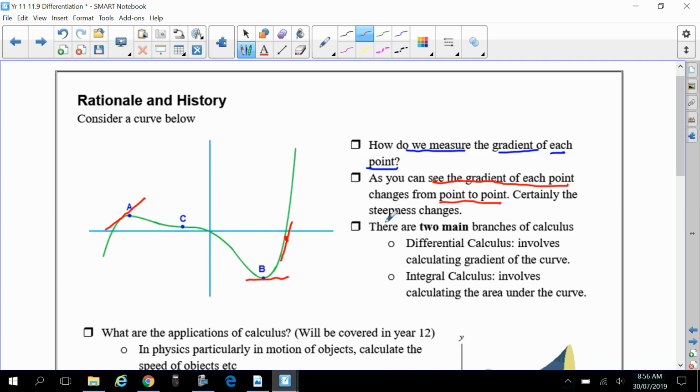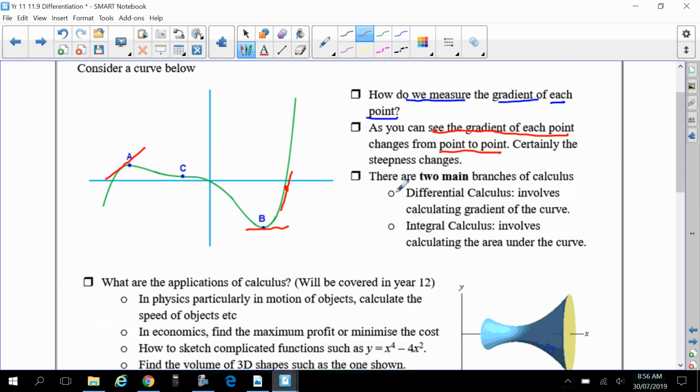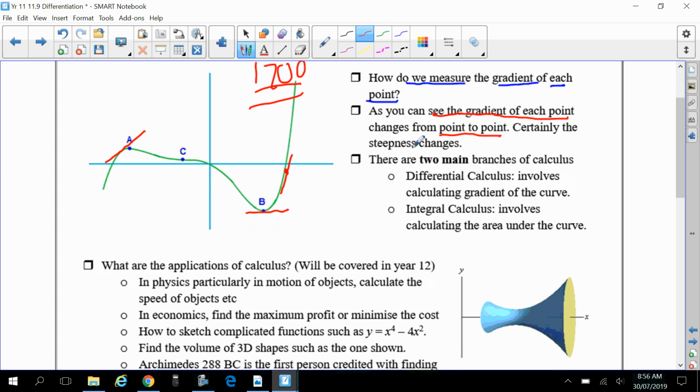To answer this question, well, this puzzled mathematicians for hundreds of years, until in the 1700s they started to make some breakthroughs. There are two main branches of calculus. One is called differential calculus, which is what you're going to do in this topic, and involves calculating the gradient. The other is called integral calculus, which involves the process of integration, finding the area under the curve. For example, what's the area of that section?